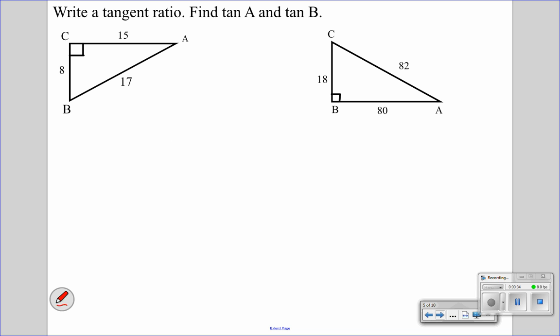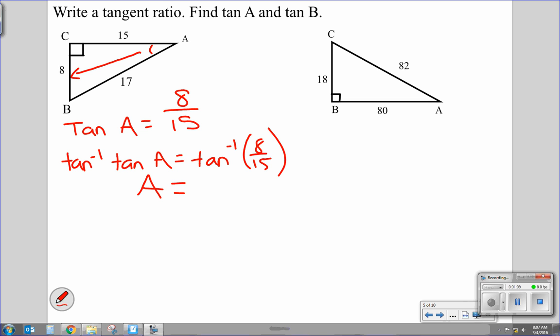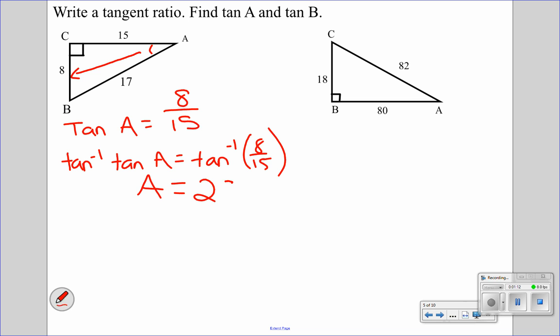In these problems, it asks us to write a tangent ratio for A and for B. So the tangent of A is equal to the opposite side, 8, over the adjacent side, 15. If the directions asked you to find the angle of A, you would take the inverse tangent of both sides in order to get A by itself. This is something that you can plug into your calculator by using the second tan function. Make sure that your calculator is in degree mode, not radians, and your answer should be about 28.1 degrees.